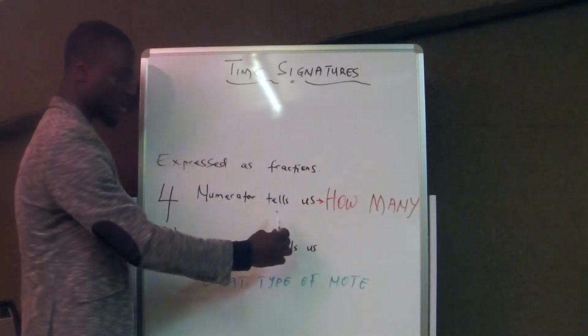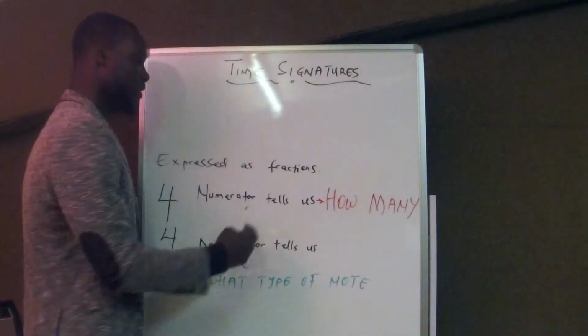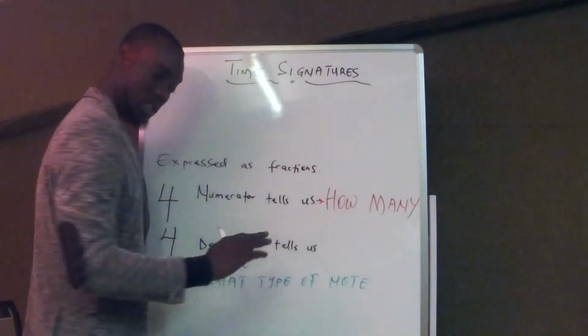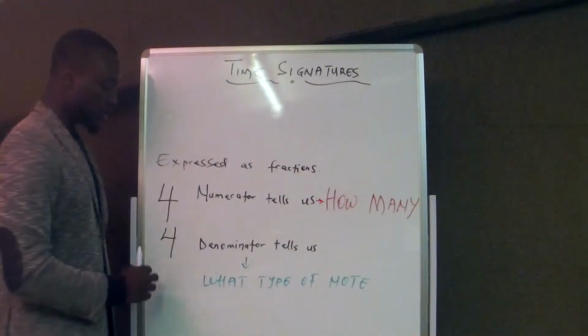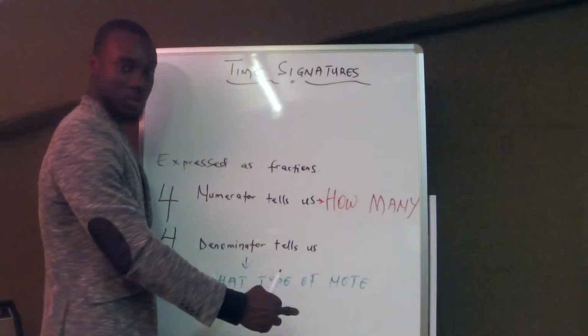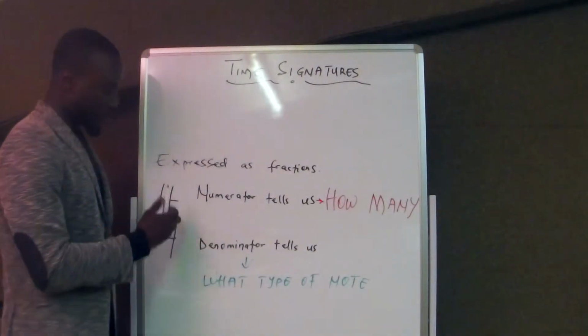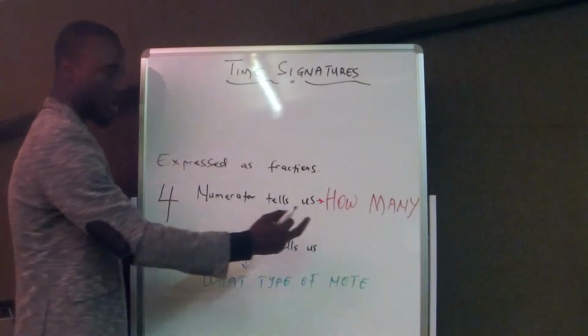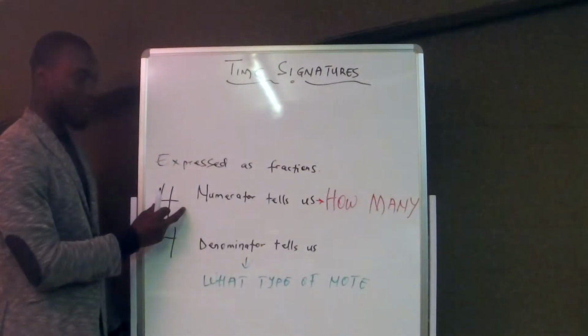Now, the numerator, which is the top number, tells us how many. Just remember that, how many. The bottom number, the denominator, tells us what type of note. From this, at least, if someone asks you how many, you can just say 4.